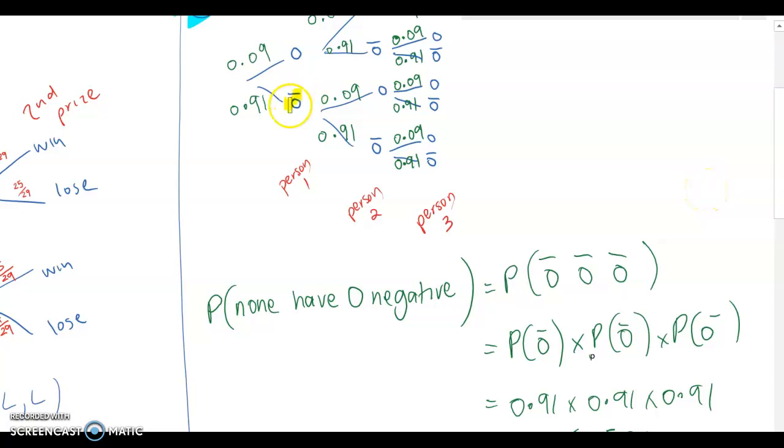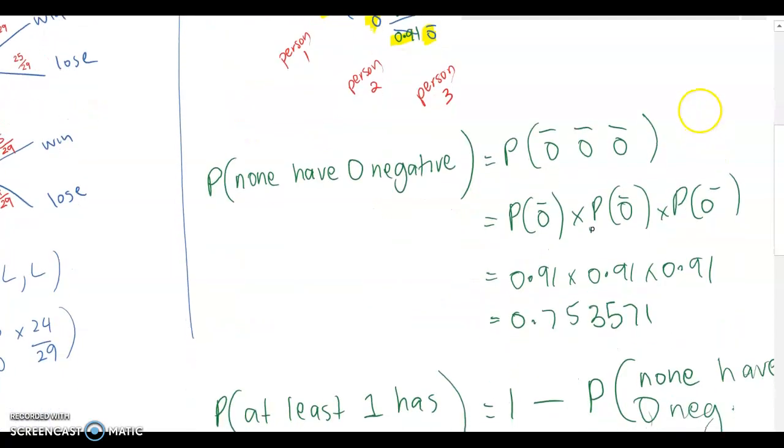And that's going to be through this part of the tree here. So we've got 0.91, 0.91, and 0.91, multiplying those together. And we get this number here, 0.753571.